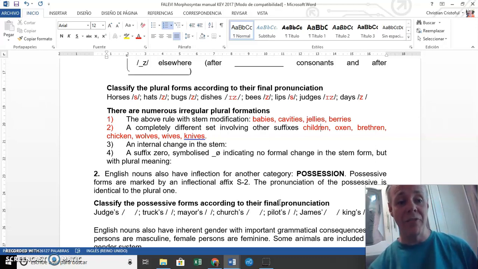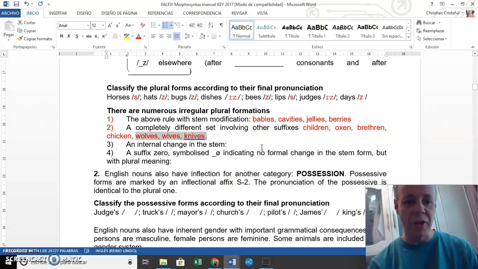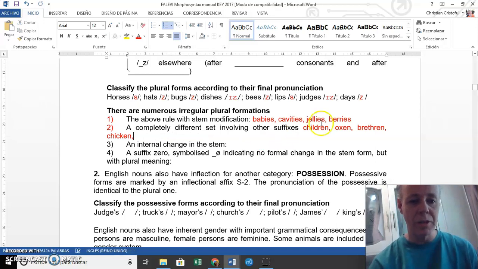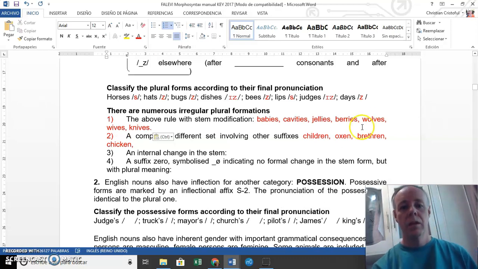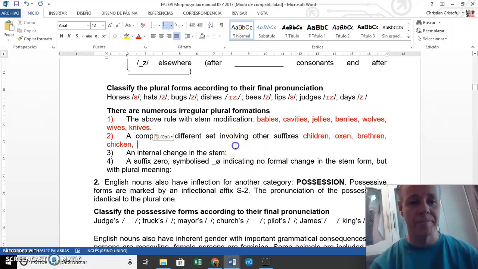The three of them suffer a modification in this. Let me see. Wolf, wife, and knife become wolves, wives, and knives. They suffer a modification in the stem too. Let me change this for this. So the original form is wolf with an F, and in the modification the stem changes to wolves. So there you go. That's it. Let me save this.